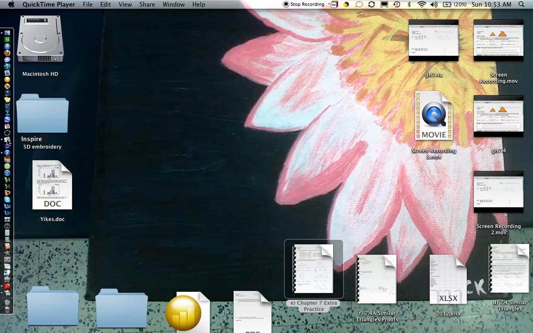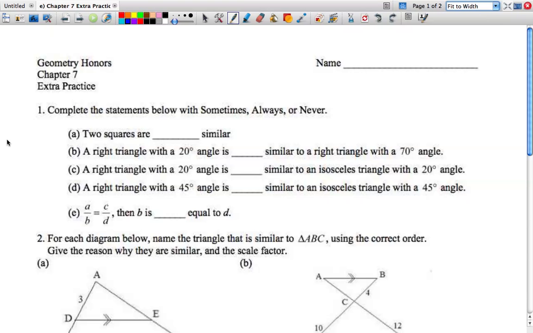Very soon you will be having a full period quiz on everything we've done so far in Chapter 7, not including the proofs. Today, tonight, and for homework, you will be doing the extra practice in your packet, and we'll do a few in each section just to get you started.